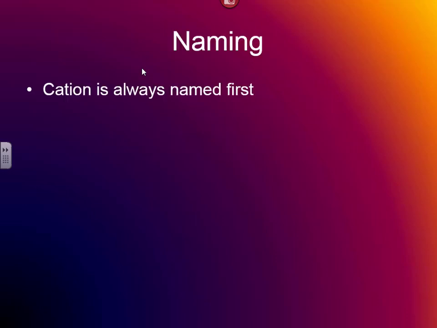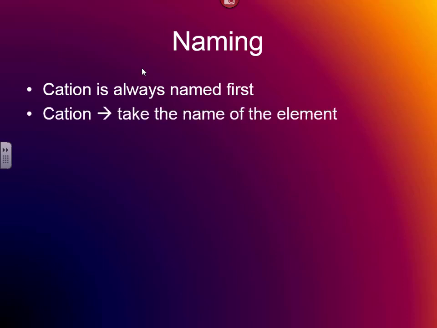Rule number 1. The cation is always named first. That's the one that has the positive charge. That's the one that's the metal. And to name the cation, you just write down the name of the element. So that part is pretty simple.